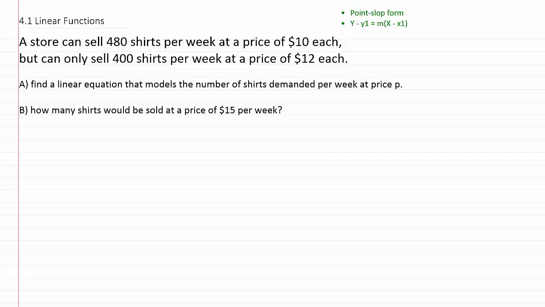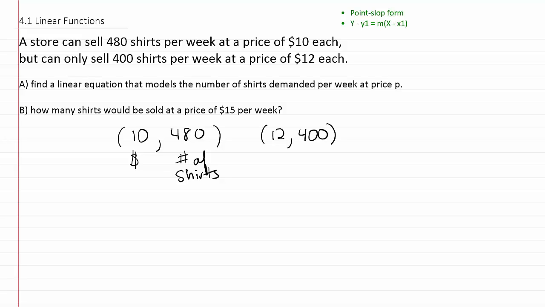Alright, so looking at Part A, find a linear equation that models the number of shirts demanded per week at price P. We basically want to use the information in the paragraph above to come up with 2 points. The first point would be the dollar amount, $10, comma, the number of shirts sold per week. So here we're putting dollar amounts and then the number of shirts, right? Now the second point would be $12, comma, 400 shirts.